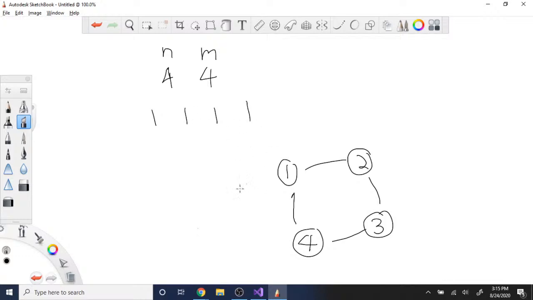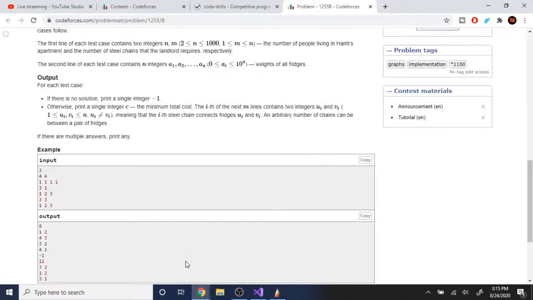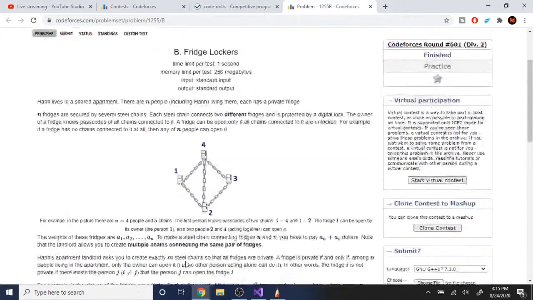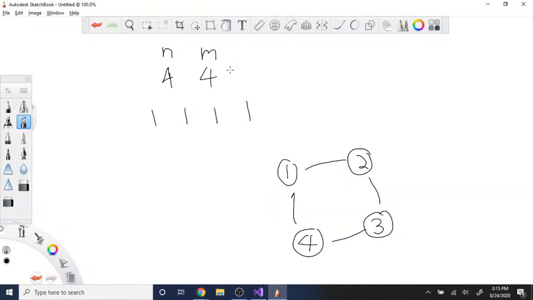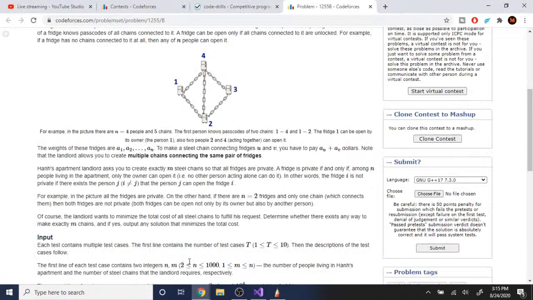Let's see, why does this work and not anything else? So you want to create M chains. We want to create 4 chains such that all fridges are private. A fridge is private if and only if among n people living in the apartment, only the owner can open it.